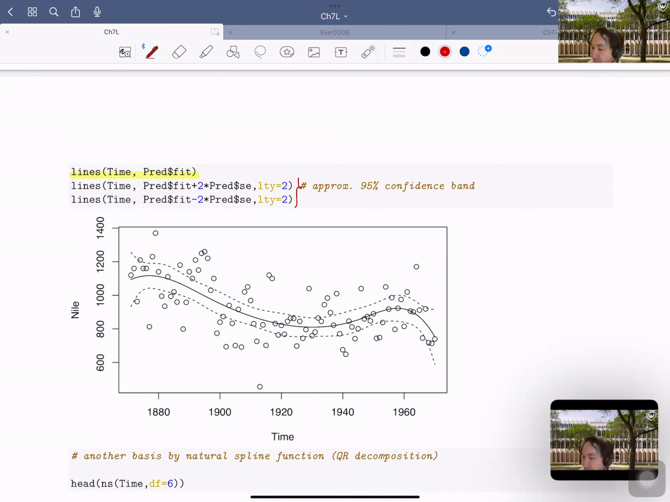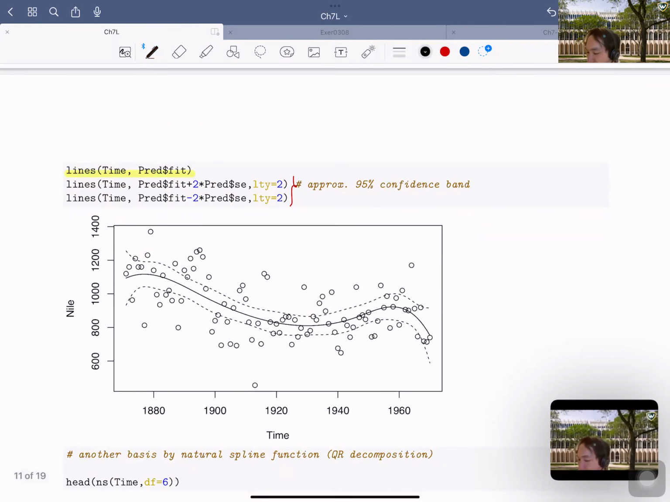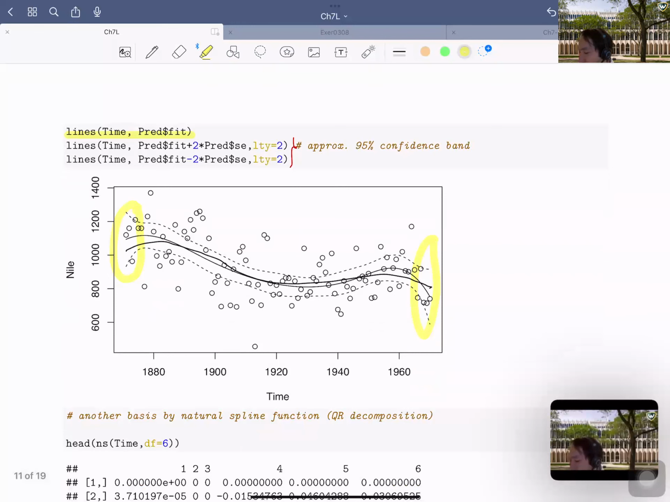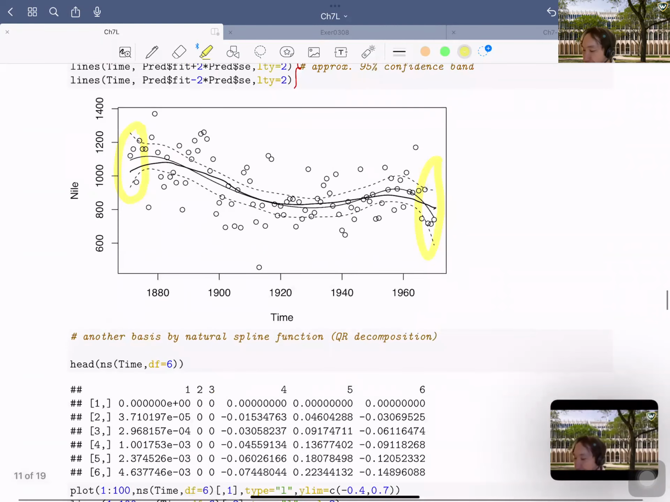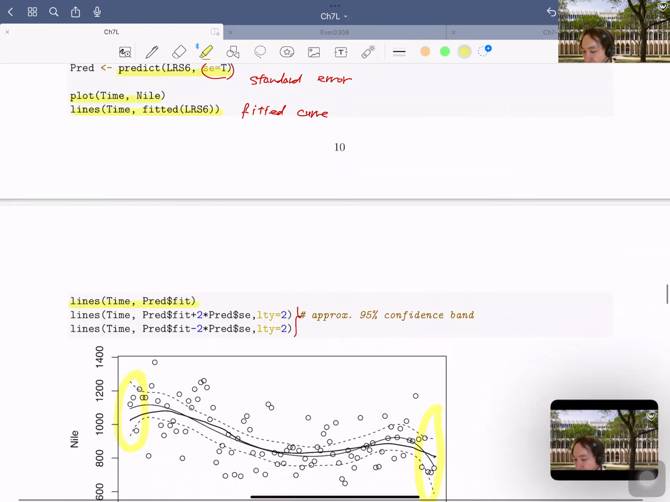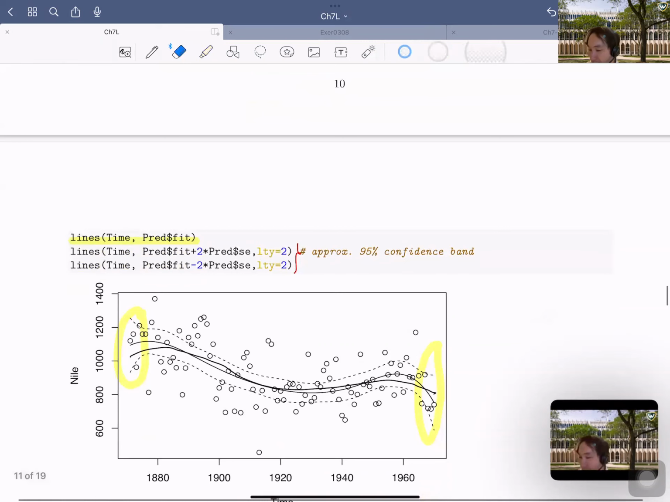That means this estimated curve may not be the true one, but with 95% confidence, the true curve is within this band. And you can see that this band is wider at both ends, basically indicating the estimated curve is not reliable at both ends. That is basically what I mentioned a few minutes ago. Yeah, so that's it.